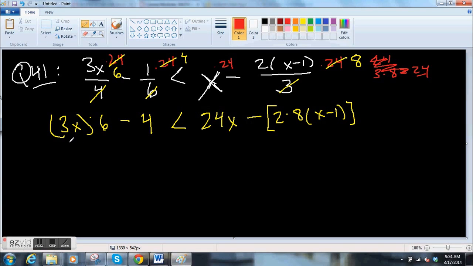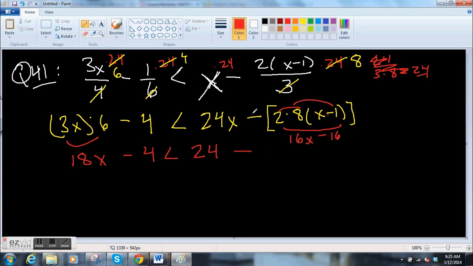So now I'm going to simplify again. So that's 18x, 6 times 3 minus 4 is less than 24x minus, this whole piece is 16 times x, and then 16 times negative 1 is minus 16. So now I have to distribute the minus, so it's minus 16x, and then plus 16. I'm telling you, those negatives will come back to bite ya. Oops, I forgot. I was like, why does this look wrong? So I'm missing an x. Okay, so I have 18x on this side, minus 4. I'm just going to leave this side alone for a second and clean up this side.